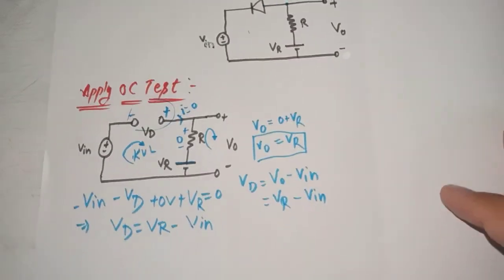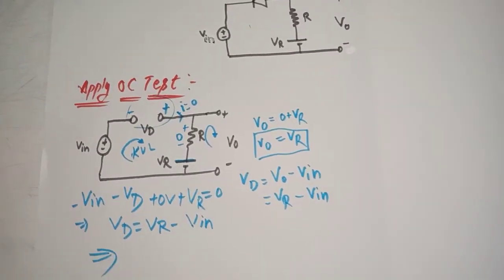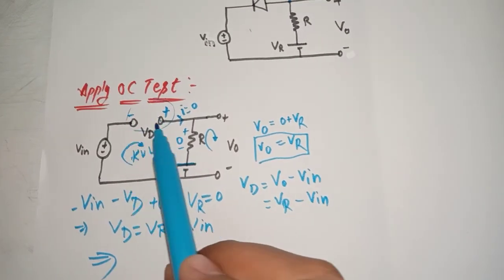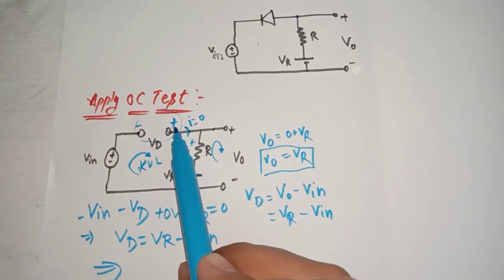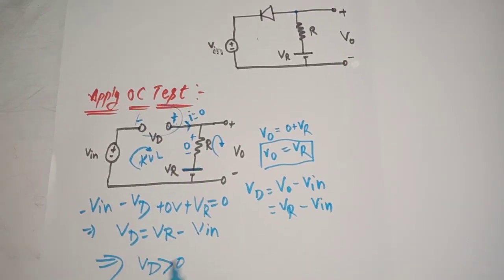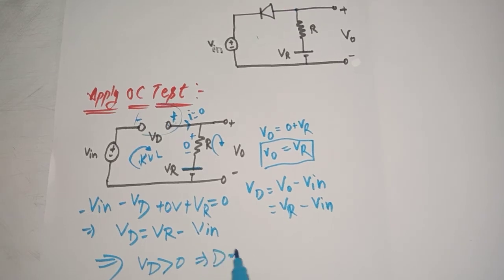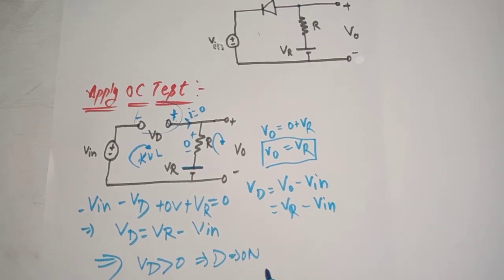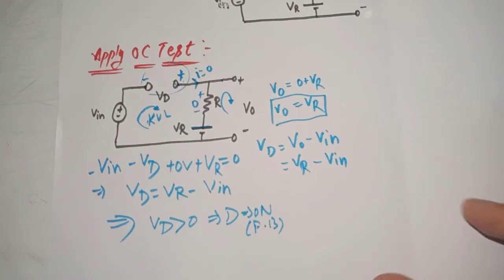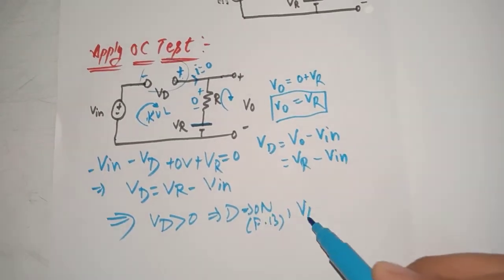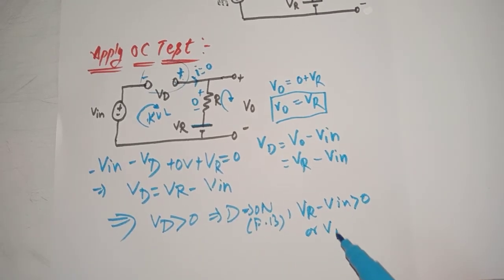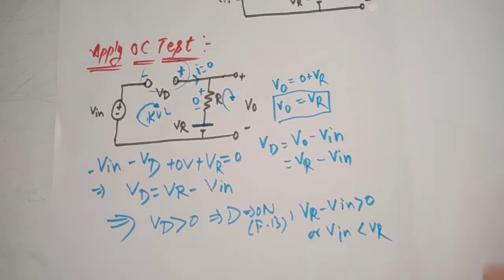Now see, the diode will be on when Vd is greater than 0. Vd greater than 0 indicates that the current is flowing from the positive to the negative side. So when Vd is greater than 0, that means the diode is on. Right, now if the diode is on, that is, it is forward biased, right? That means VR minus V in is greater than 0, or we can write V in is less than VR, right?